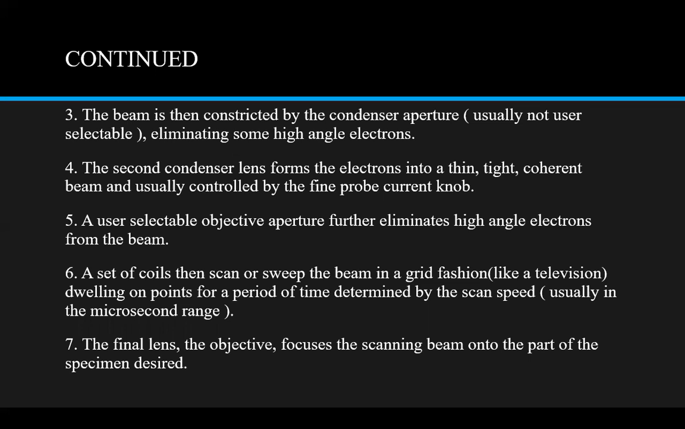The sixth component function is the set of coils that scan or sweep the beam in a grid fashion, like a television, dwelling on a point for a period of time determined by the scan speed, usually in the microsecond range. The seventh component function is the objective lens that focuses the scanning beam onto the part of the specimen desired.